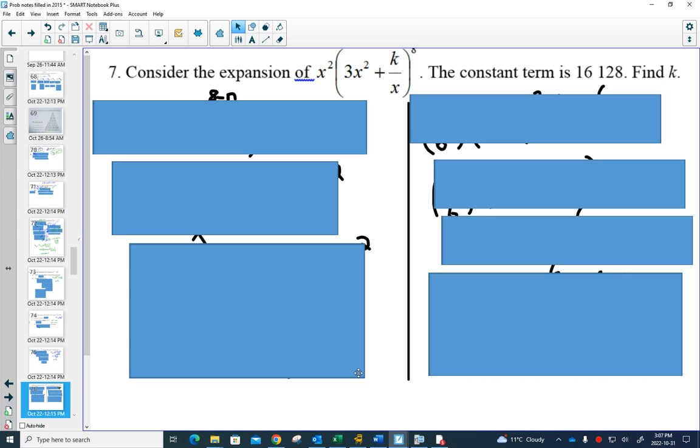Here's another way that they get creative. Consider the expansion of this. The constant term is 16,128. What could k possibly be?